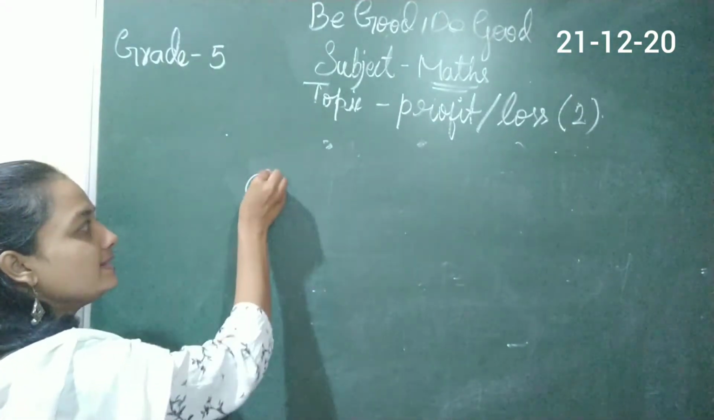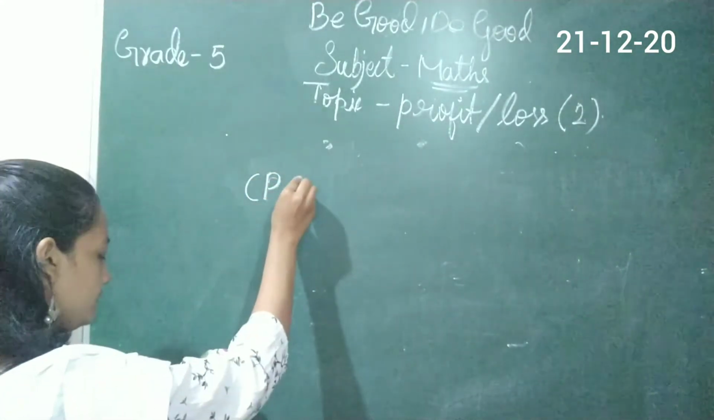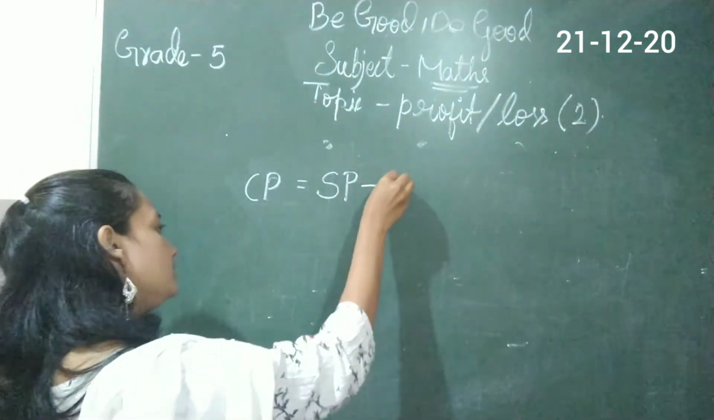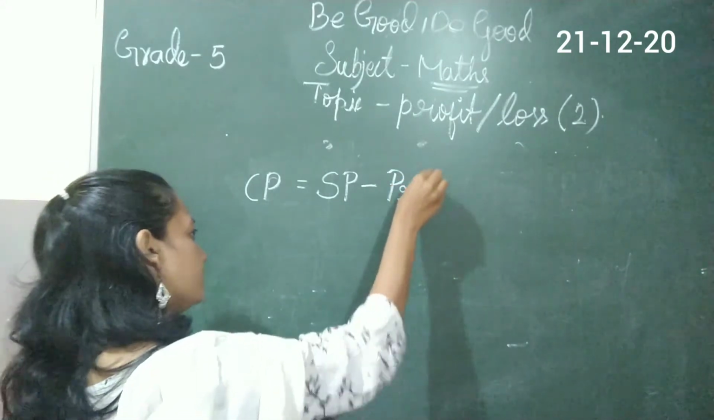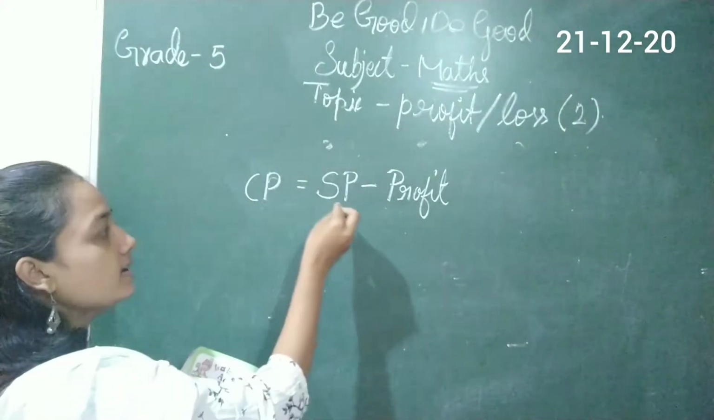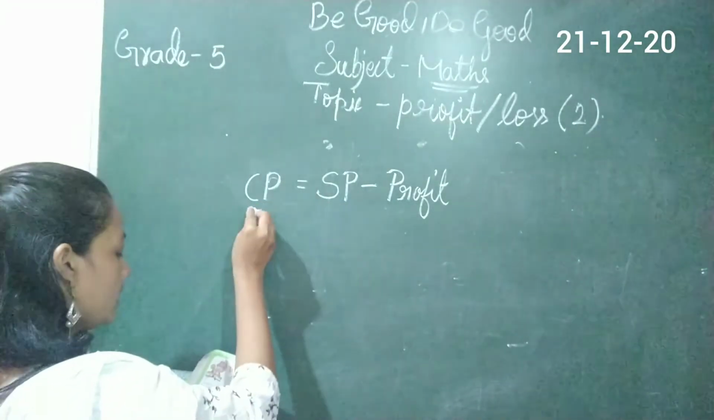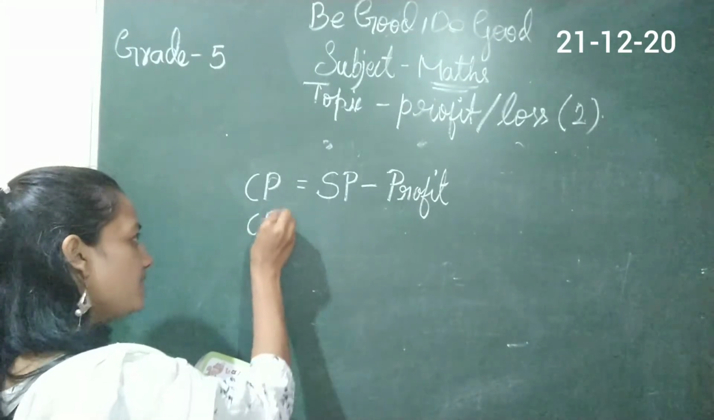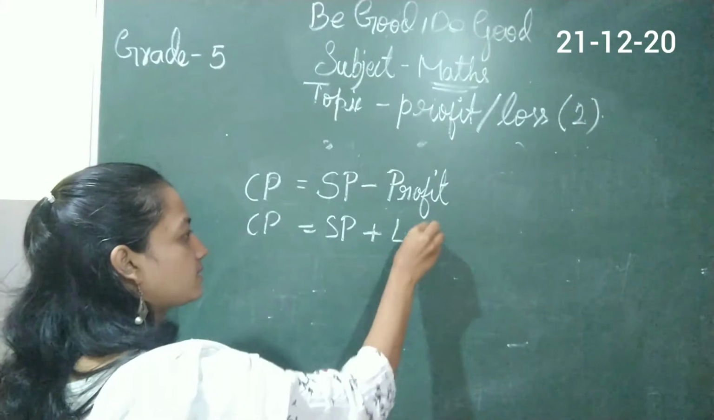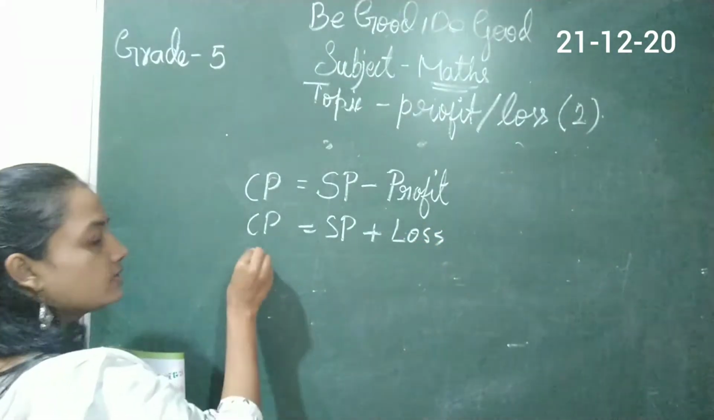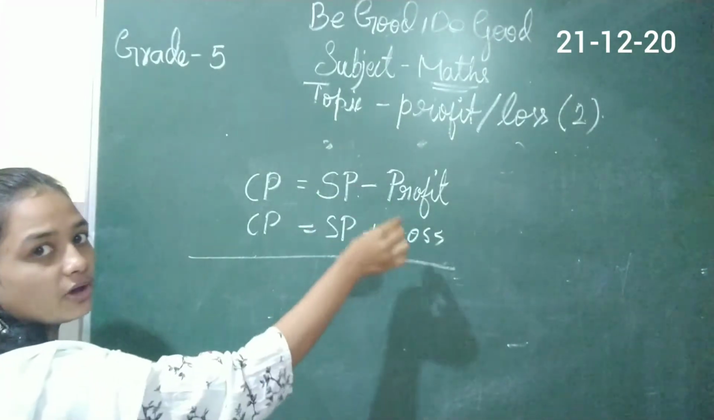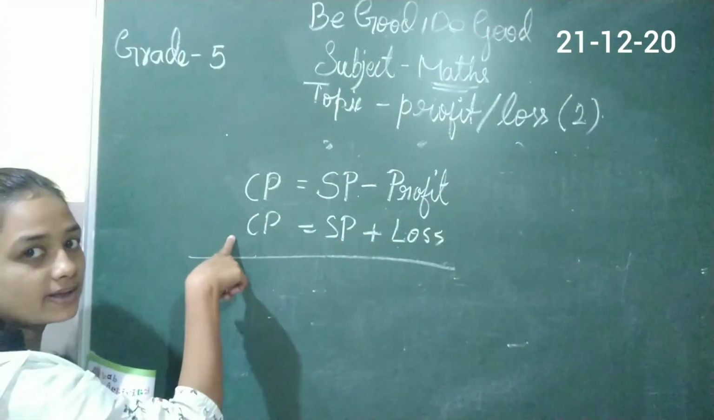So for finding CP, it is SP minus profit. So when profit is given, for finding CP, I should subtract this. And for finding CP, when I have loss, I am going to add it with loss. This is for CP. When you have profit, you will subtract it. When you have loss, you will add it for cost price finding.